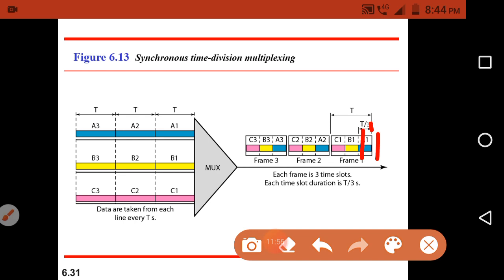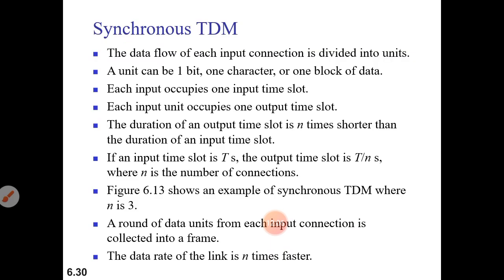So T by 3 is nothing but what? T is the time, and 3 is the total number of connections. There are 3 connections, so that's why it is T by 3. And next, the duration of the output time slot is n times shorter than the duration of the input time slot. If the input time slot is Ts, then the output time slot is T by n, where n is the number of connections.